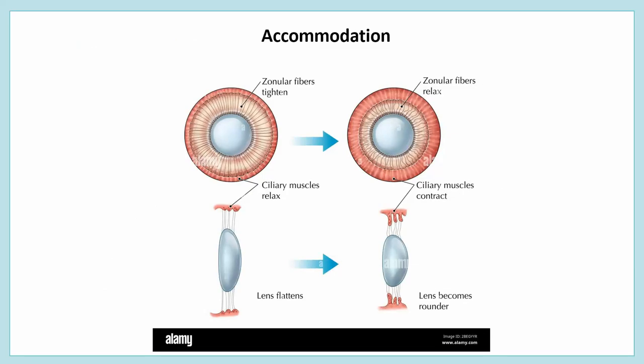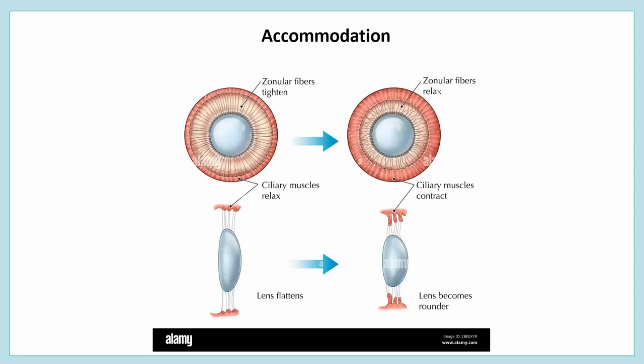Accommodation is the process that the optical power of eyes change to maintain clear image of the object at different distances. The process of accommodation involves contraction of ciliary muscle, which is attached to capsule of the lens via anterior zonules. As the muscles move forward and inward during contraction, these zonules relax. This is shown in this picture.